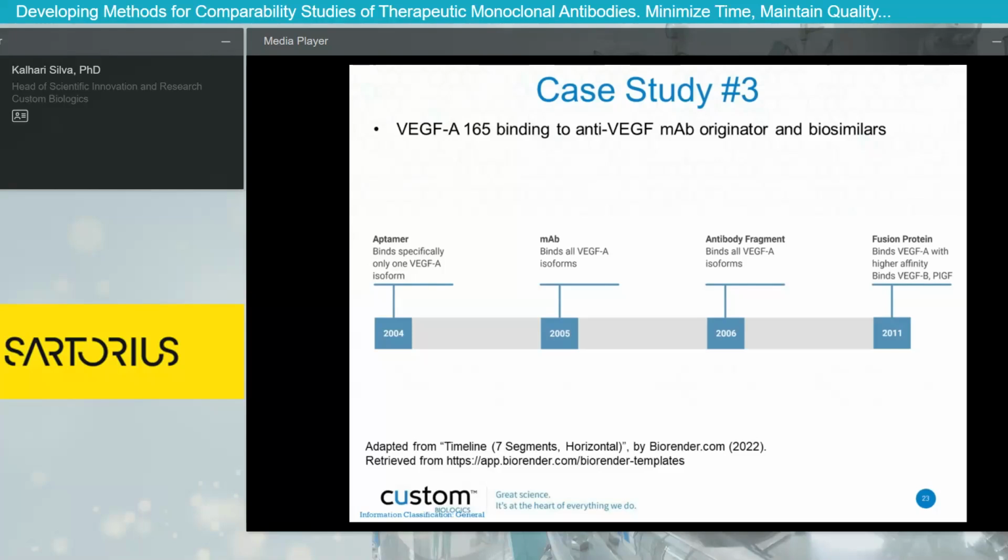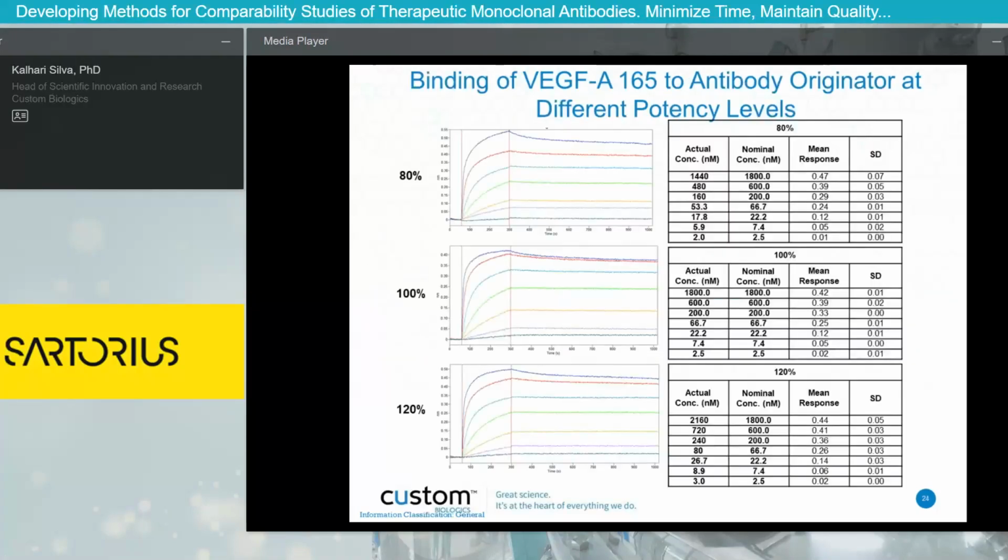So as part of the efforts, we were tasked to determine and compare the binding ability of an anti-VEGF monoclonal antibody originator to its biosimilar. So what we see in slide 24 is how we assess the binding of an originator at different potency levels. Here the optimization I have skipped as well.